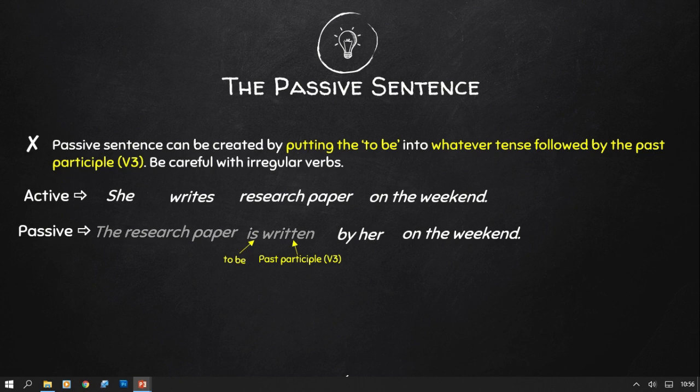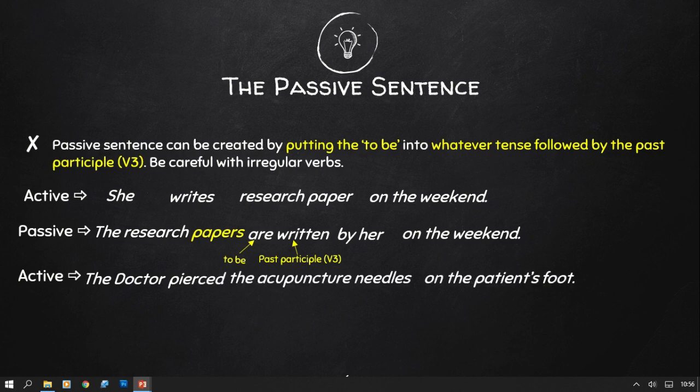Okay, now if the subject comes in plural, then the to be follows it. Instead of using is, the singular to be, you have to use are, the plural one. And the doctor pierced the acupuncture needles on the patient's foot. Here, the active sentence comes in past tense.